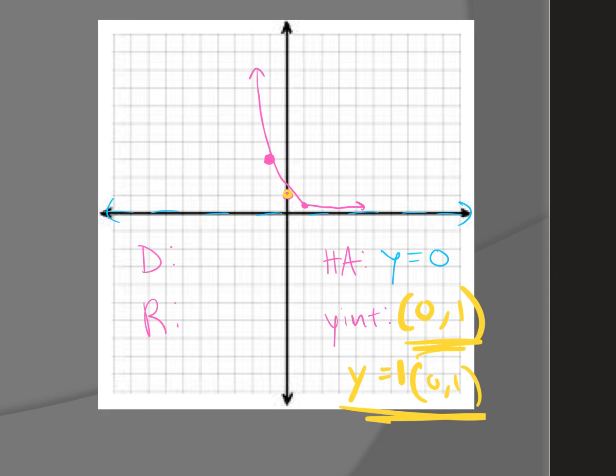Next, we can find our domain and range. So our domain would be negative infinity to infinity. So it's all real numbers. And then our range, we're looking at the y values. So it's 0 to infinity. So our graph is going up. And it's getting really, really close to 0, but never touches. So that's why we put a parenthesis, because it does not include 0.